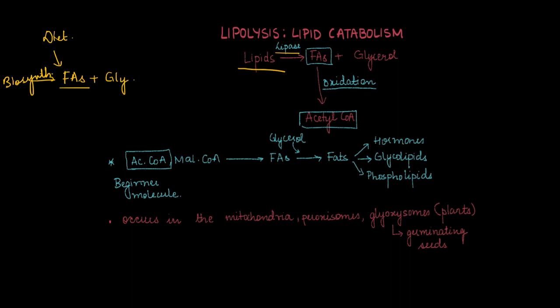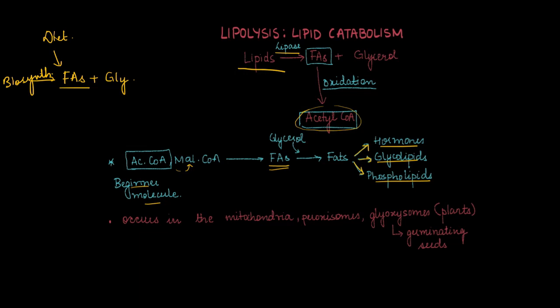Fatty acids are further oxidized or broken down into acetyl coenzyme A. If you remember, acetyl coenzyme A was the beginner molecule that was used to synthesize fatty acids. Acetyl coenzyme A with malonyl coenzyme A was used to elongate the fatty acid chain. Fatty acids and glycerol combined to form fats, and then these fats could be converted according to the need of the body into either hormones or glycolipids or phospholipids, whatever the need is.